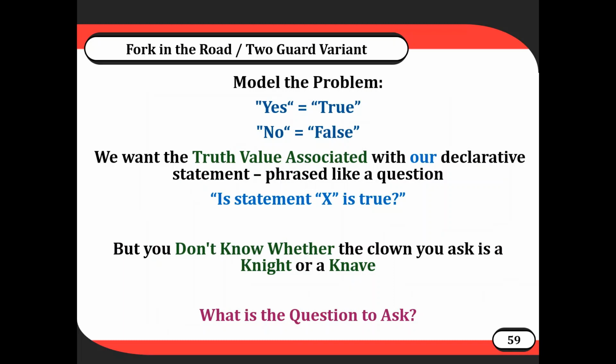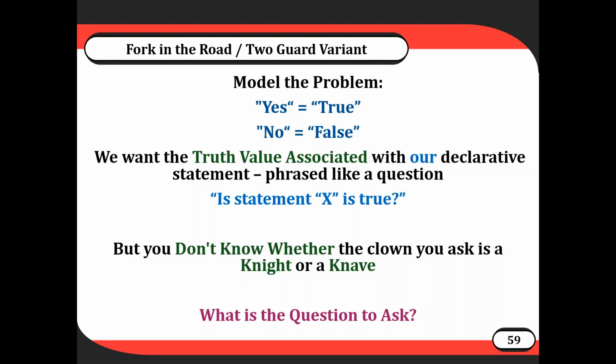So now let's model the problem. All right. So again, we're going to ask a yes or no question. So yes, we're going to say is equal to their true value, and no is equal to our false value. So we want the truth value associated with our declarative statement. We're going to phrase it like a question. So we're going to provide a statement, and phrase it like a question: is this statement true? And we're going to pose that to these clowns.